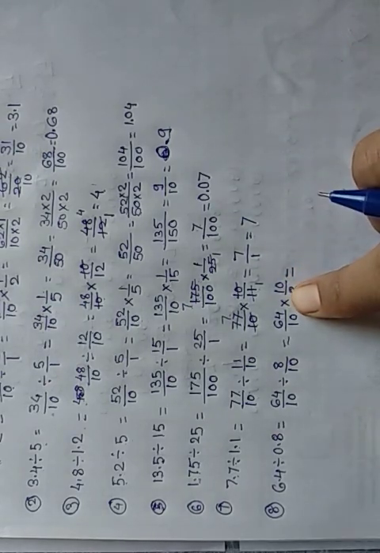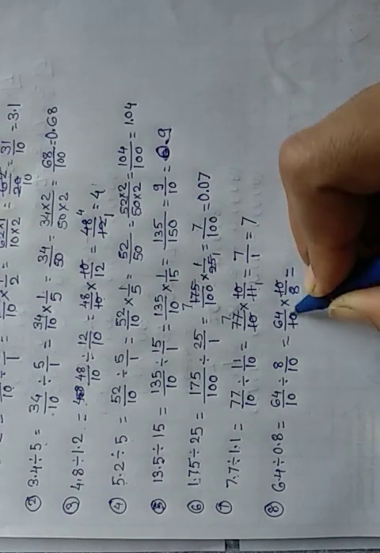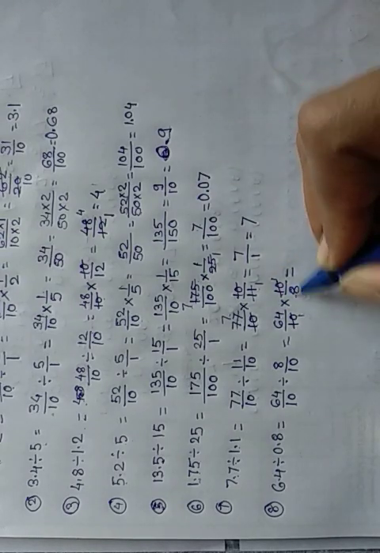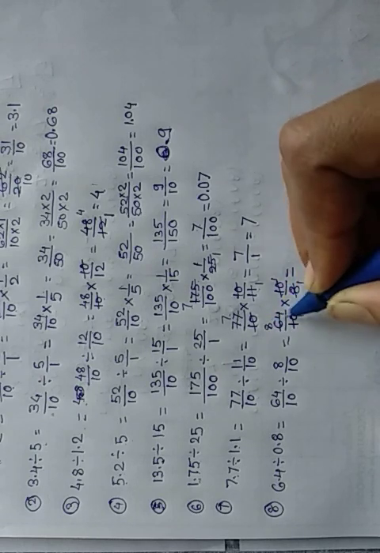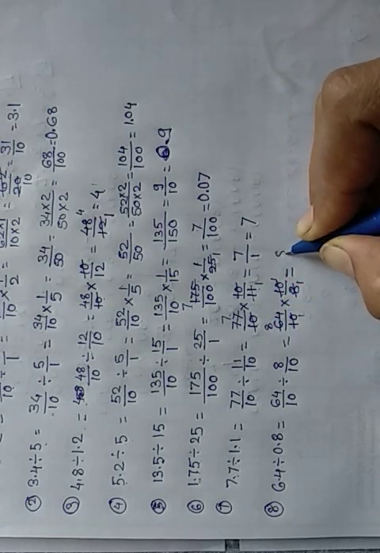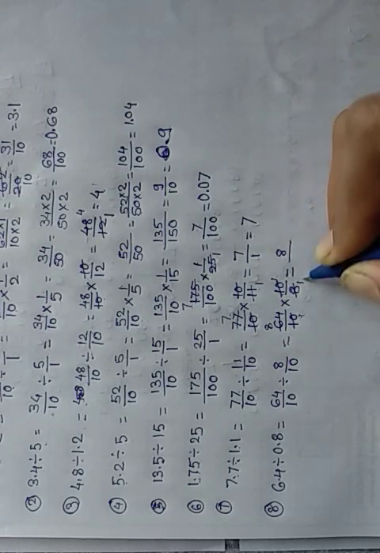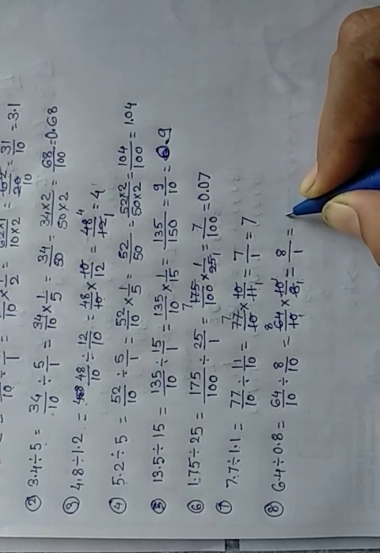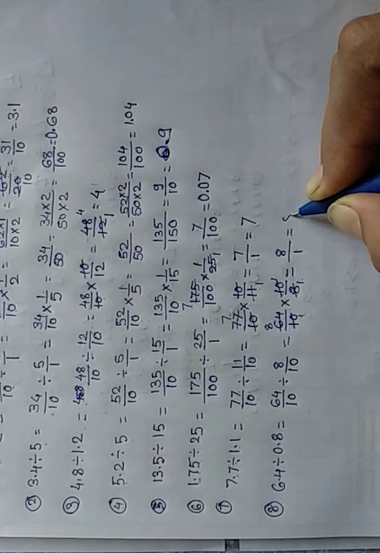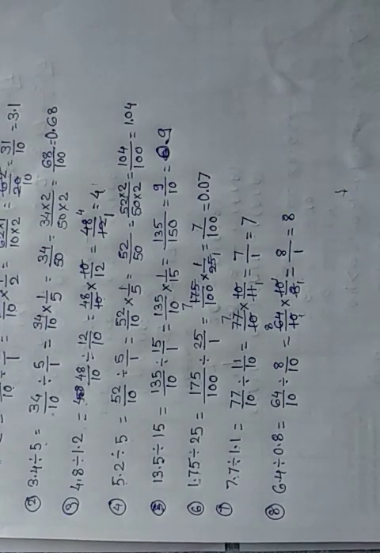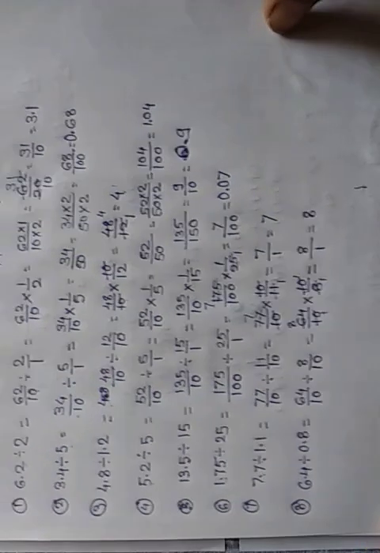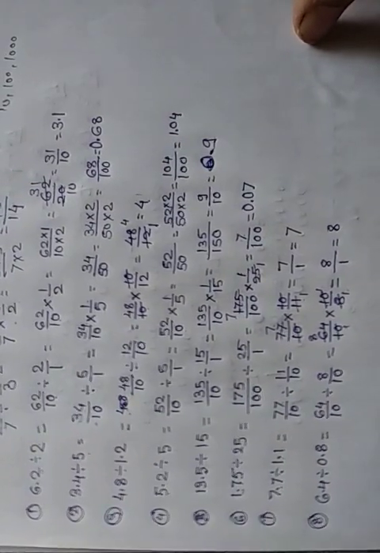Now you can reduce in this step. This 10 gets cancelled, means there is 1, 8 ones are 8 and 8 eights are 64. So the answer is 8 into 1, that is 8, 1 into 1, that is 1. So the answer is 8. Okay, write down these examples.